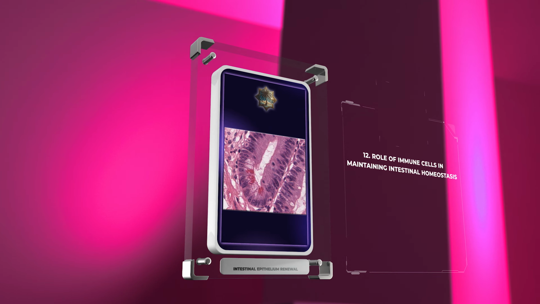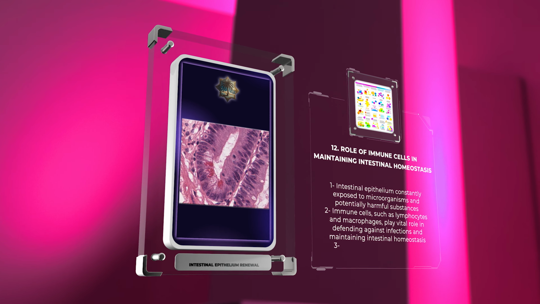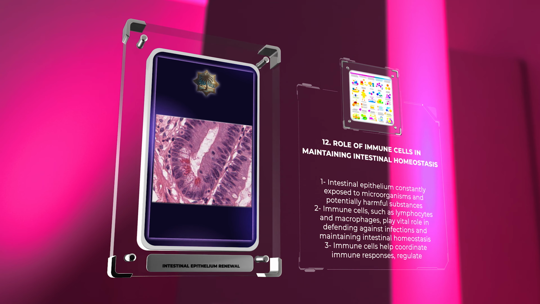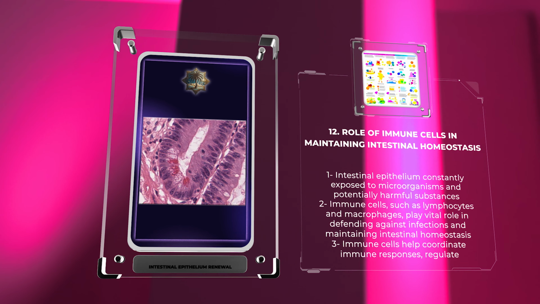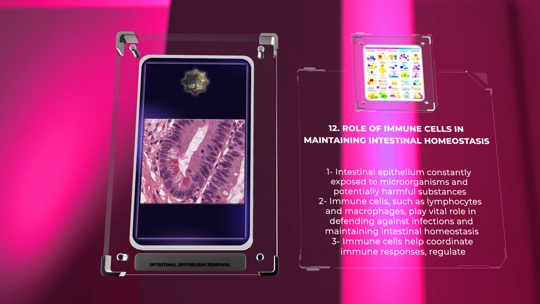The intestinal epithelium is constantly exposed to a vast array of microorganisms and potentially harmful substances. Immune cells, such as lymphocytes and macrophages, play a vital role in defending against infections and maintaining intestinal homeostasis. They help coordinate immune responses, regulate inflammation, and contribute to the repair of damaged epithelial tissue.